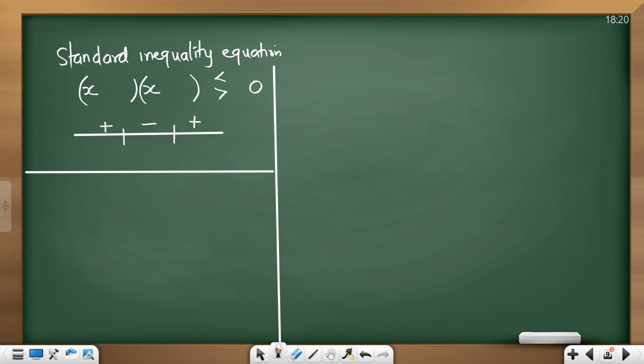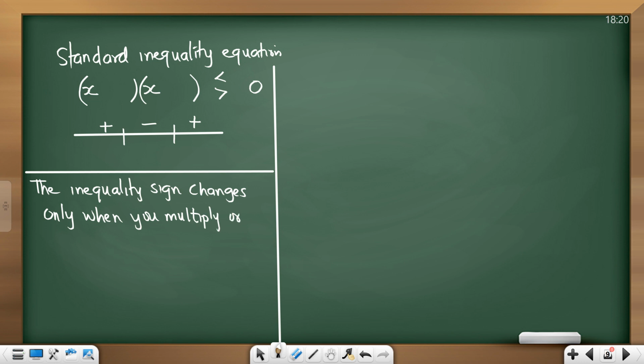Point number 2. The inequality sign changes only when you multiply or divide by a negative. Please, when you multiply or divide by a negative, your inequality sign changes. That's point number 2.